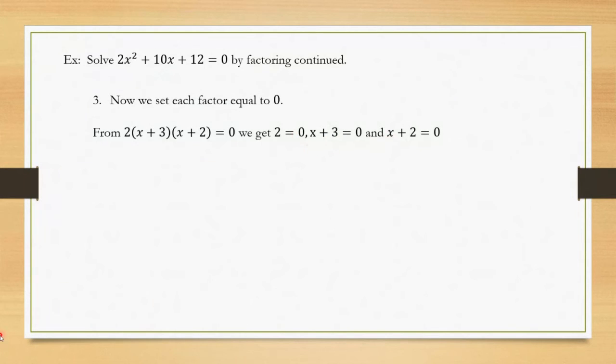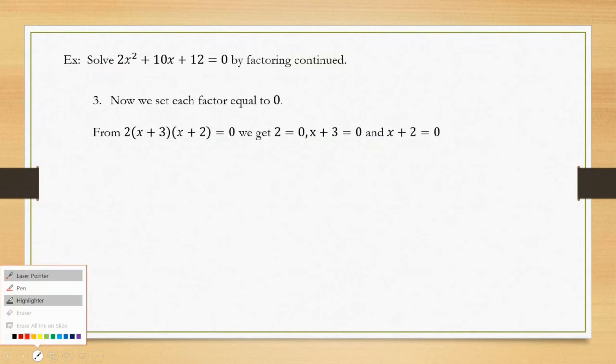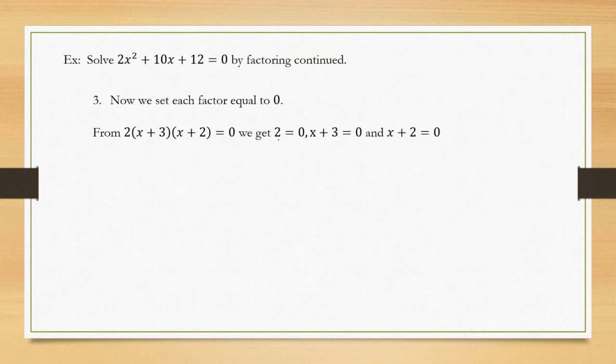Now, of course, 2 cannot be 0. That's impossible. If that happened, then everything would be nothing because you would have 1 equals 0. So this is impossible, so we disregard it. The only two factors we're going to deal with are x plus 3 equal to 0, and x plus 2 equal to 0. So we have these two to deal with.